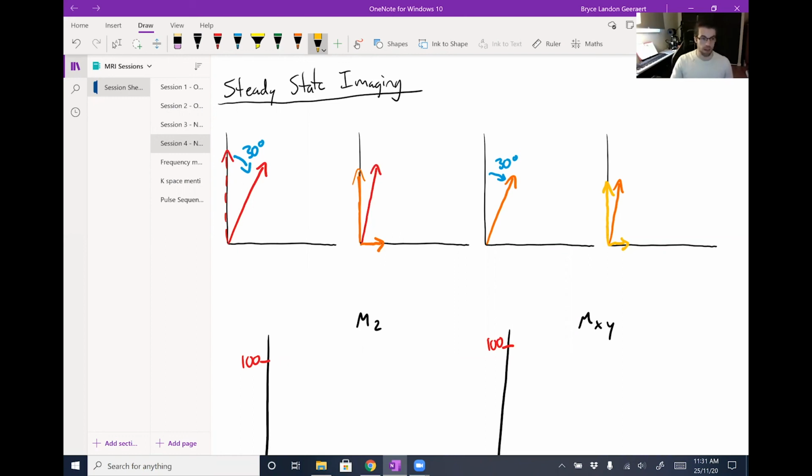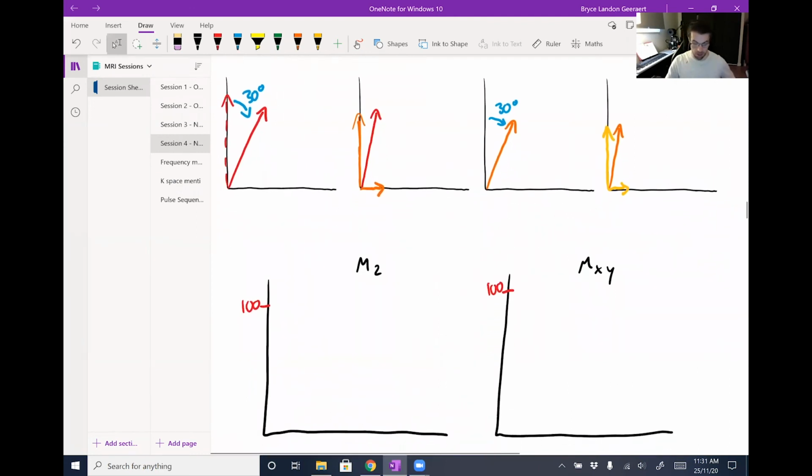And what I'm getting at here is if we don't wait long enough for the net magnetization vector to fully recover, each subsequent flip angle is going to give us a smaller and smaller longitudinal component of the NMV, which means we have access to less signal every time, until suddenly things even out.